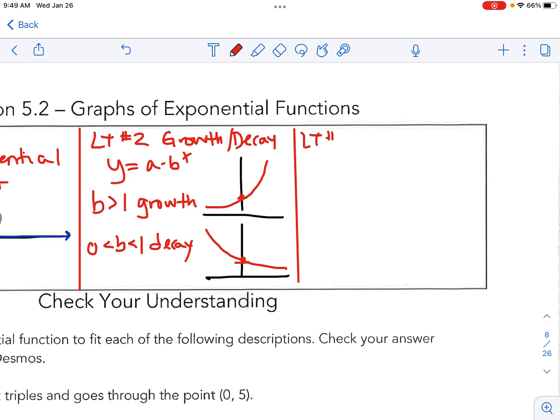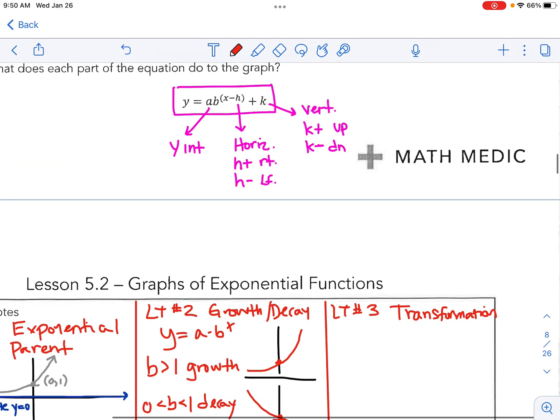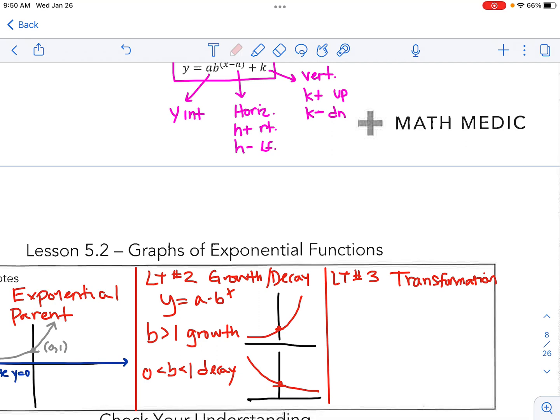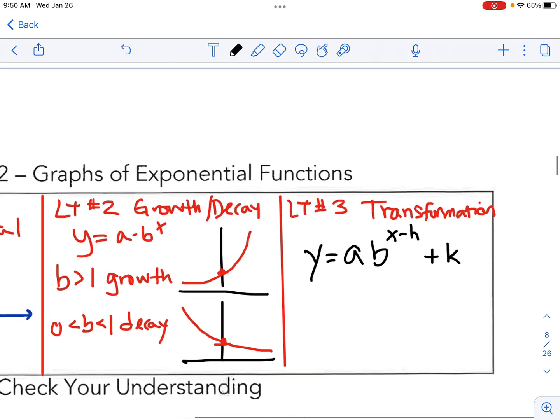And then the last learning target is the full transformation. I'm just going to pull that from above here. Let me write it as y equals a times b to the x minus h in the power, plus k. That's not in the power.